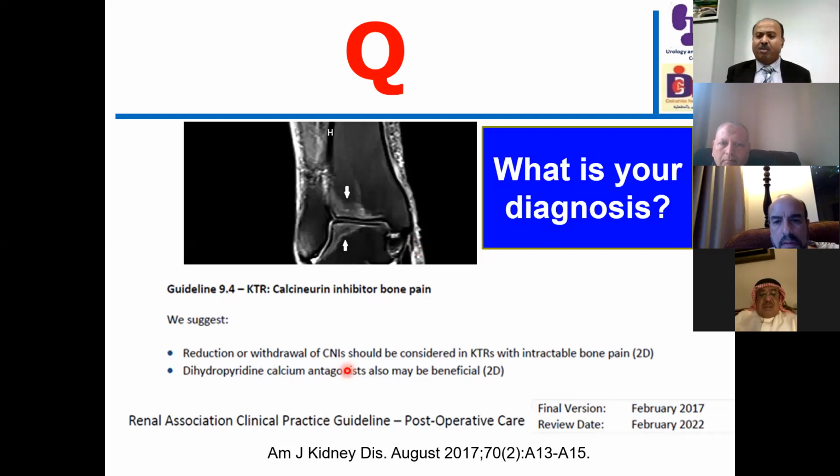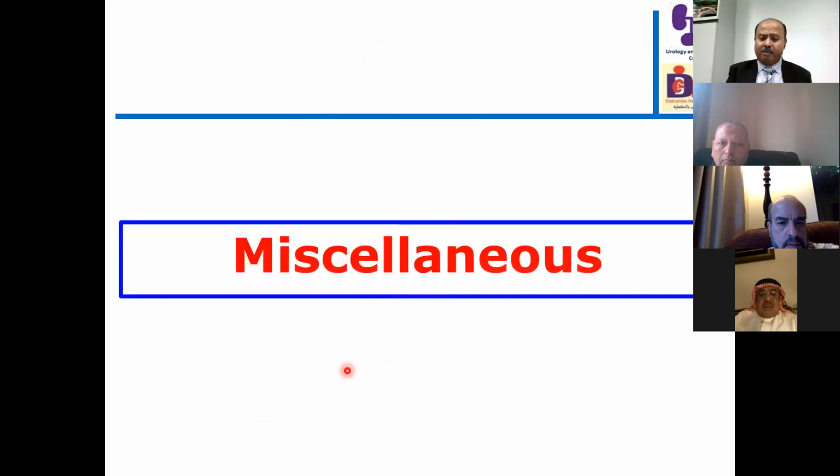Don't forget, this patient was treated with a low dose and low level of cyclosporin. Although the level was low, the patient has pain, so we should stop. If the pain is mild, we can add a dihydropyridine calcium channel blocker, because it can lead to vasodilation of the bone vessels and reduce bone pain. If this doesn't help, I think it is better to stop the calcineurin inhibitor. So this is calcineurin inhibitor bone pain.